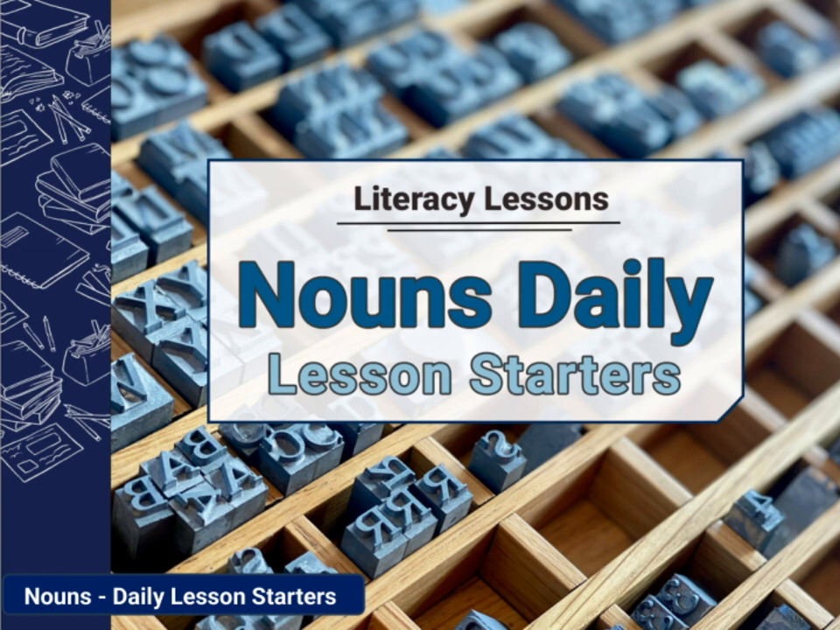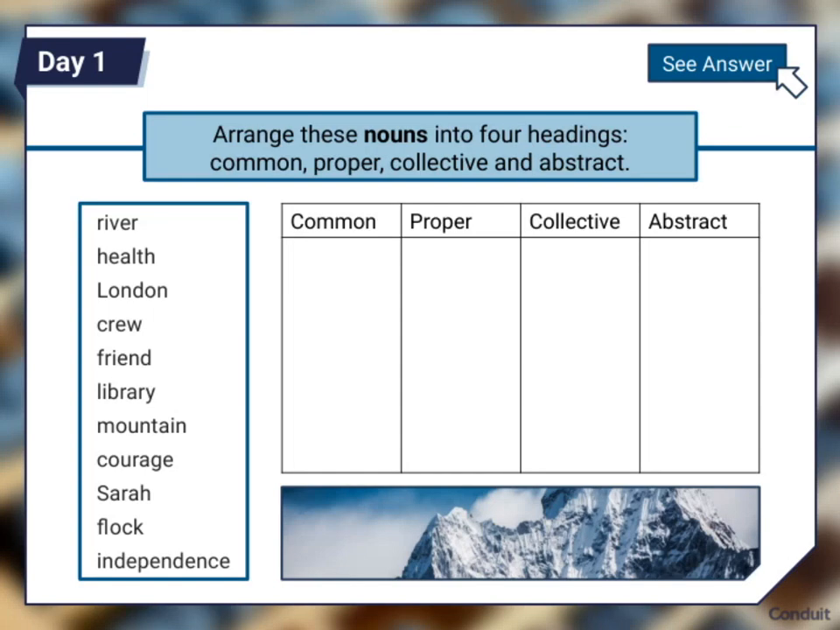Let's dive in. Let's take a closer look at different types of nouns. We have a list here, words like river, London, crew, courage, and Sarah. Our task is to sort them into 4 groups: common nouns, proper nouns, collective nouns, and abstract nouns.